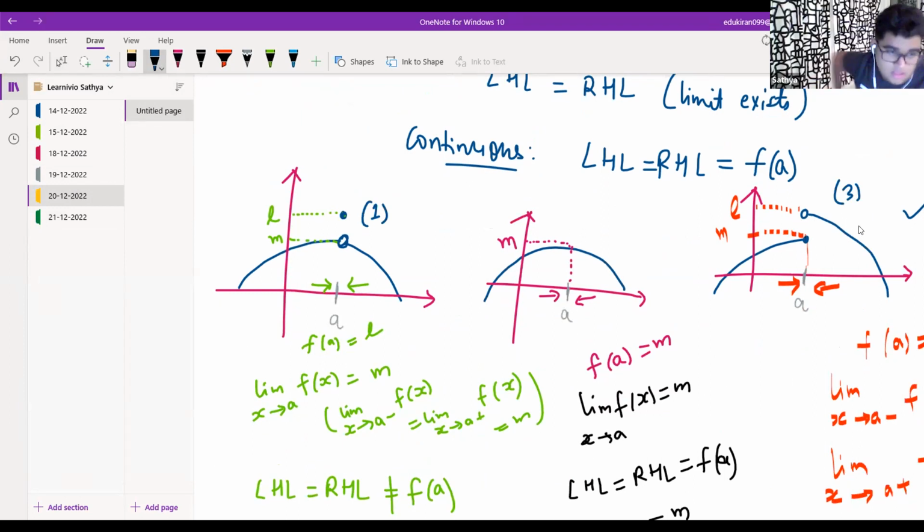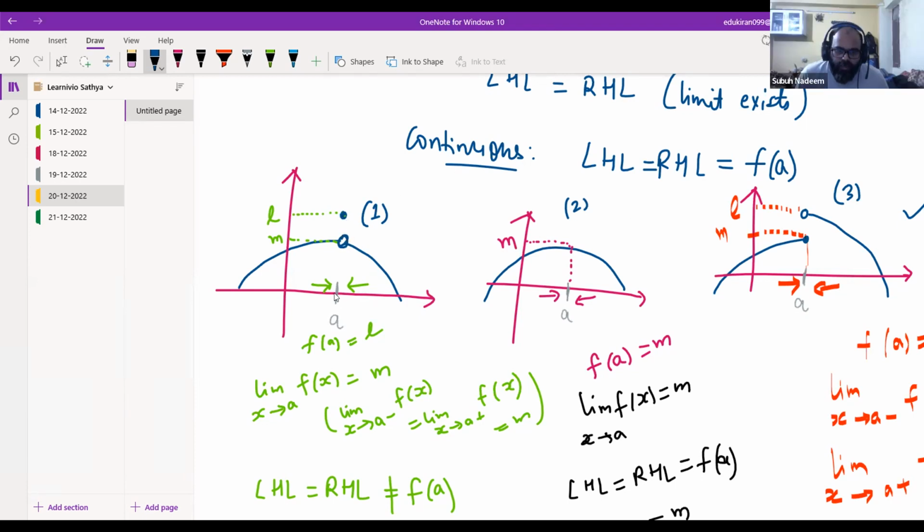So first is also discontinuous, third is also discontinuous. Only the second is continuous. But in the first one, the limit exists, and in the third one, the limit does not exist. So why is the first one discontinuous? Isn't it meeting at the same point? No, that point is not included.